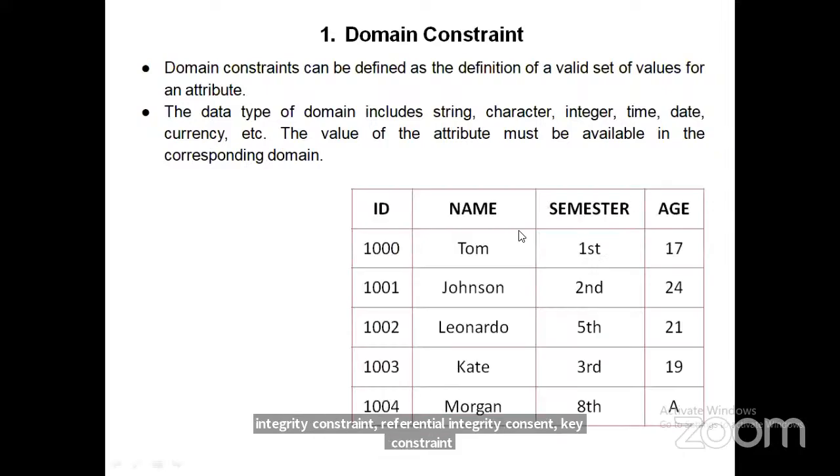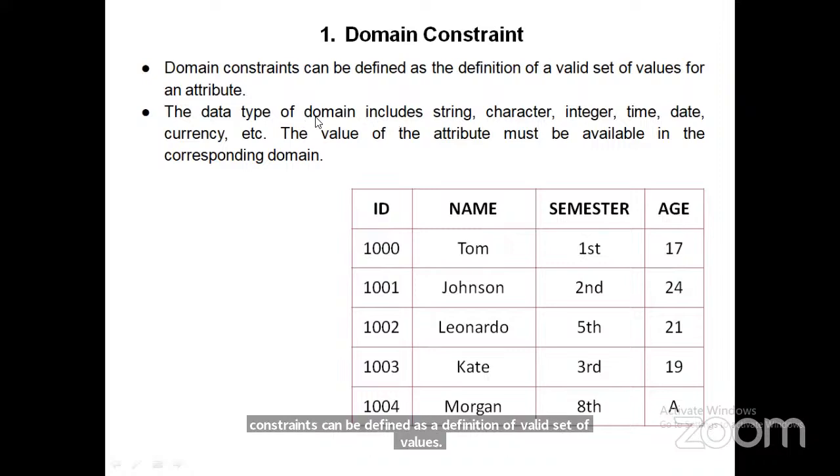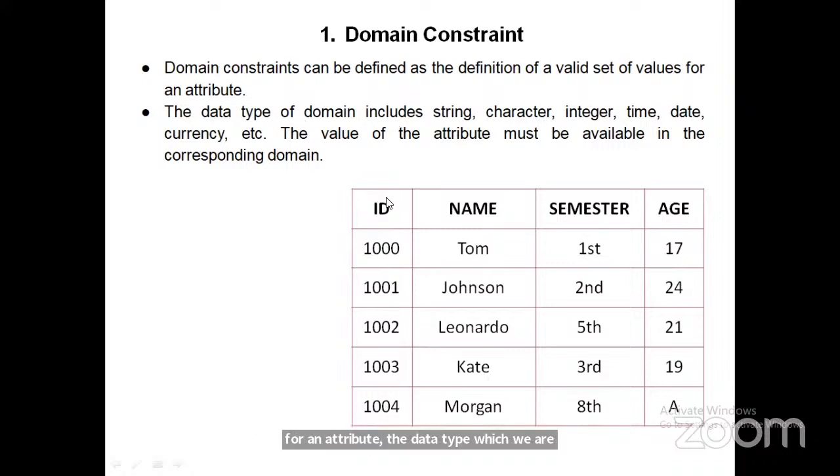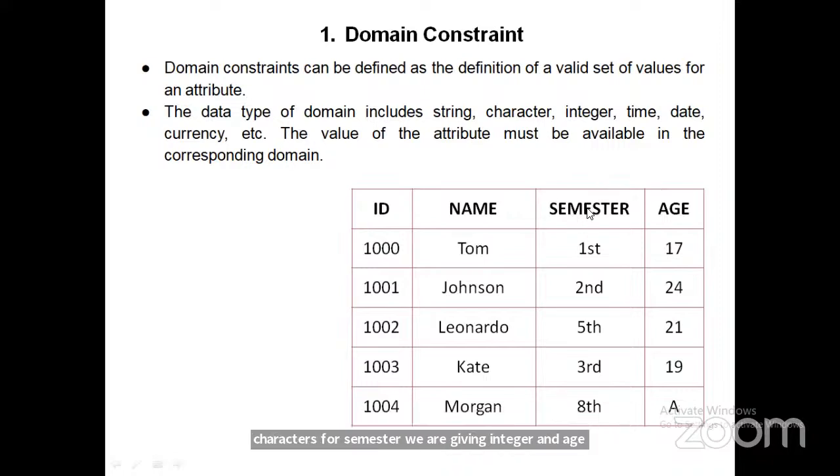Domain. Domain is nothing but whatever we are giving to the column names, so it completely deals with the column names. Domain constraints can be defined as a definition of a valid set of values for an attribute. The data type which we are giving is the domain. Suppose for ID I am giving an integer data type, for name we are giving character, for semester we are giving integer, and age integer. Even for semester we can use varchar. Why? It is a mix of integer and varchar characters, right?